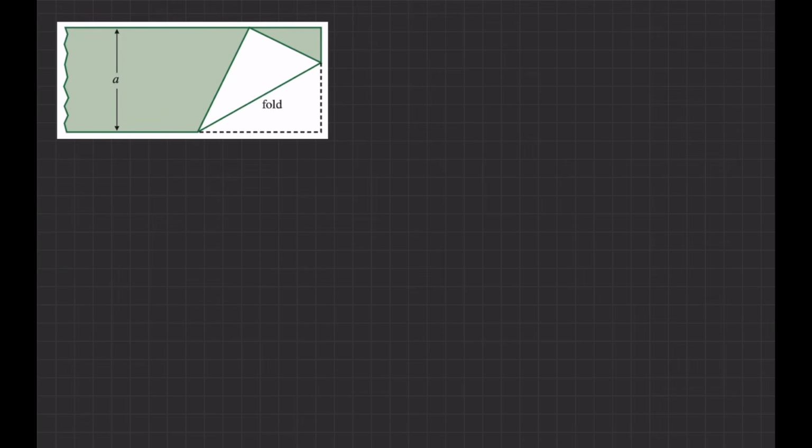Here, my goal is to minimize this fold line. In order to minimize a quantity, I need to be able to write this as a function of a variable so that I am able to use the notion of derivative to find the minimizer of my function. Okay, so let me call the length of this fold line f.